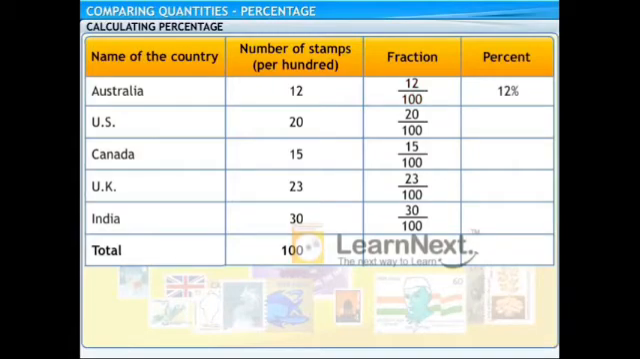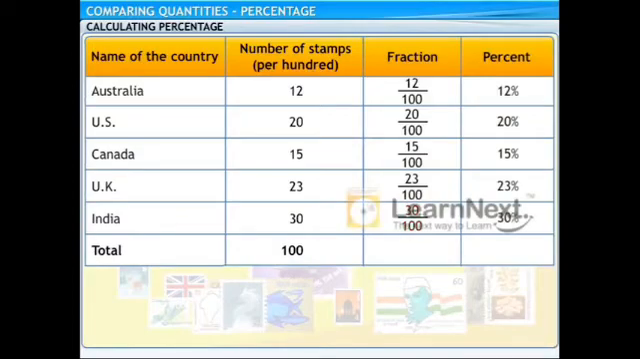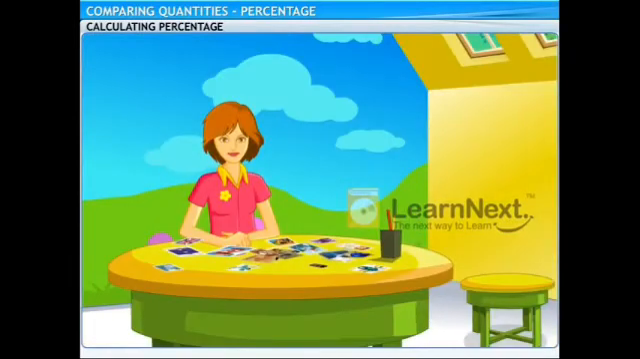12 upon 100 is a fraction. To convert a fraction into percentage, we multiply it by 100. On calculation, we find that 12% of Rima's stamp collection is made up of stamps from Australia. Similarly, there are 20% US stamps, 15% Canadian stamps, 23% UK stamps, and 30% Indian stamps in Rima's collection. Now, Rima proudly displays the percentage of different stamps in her collection.